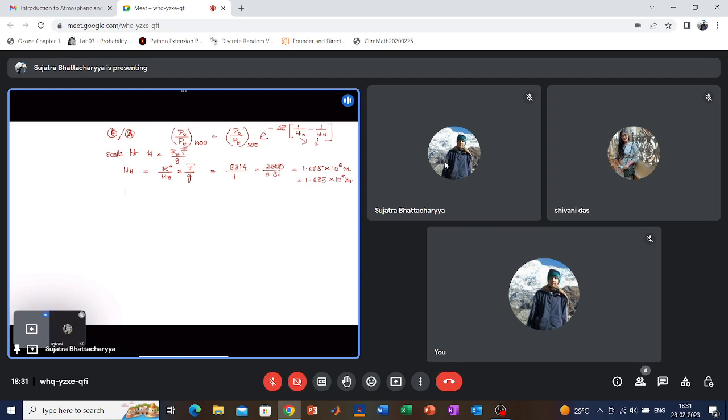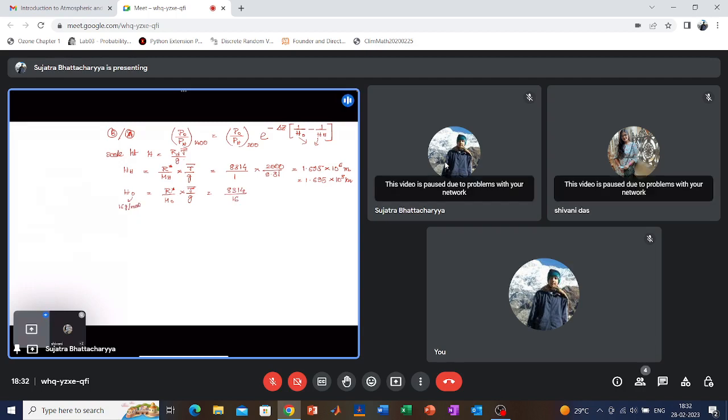Another is for oxygen, that will be R star by MO into T bar by G. Now R star again is 8.314. Now MO for oxygen is 16 grams per mole. Since it is in grams, I will multiply above with 1000 and below with 1000. So it will be 8314 divided by 16. Just only above you have to multiply, because grams by 1000 is actually kg.